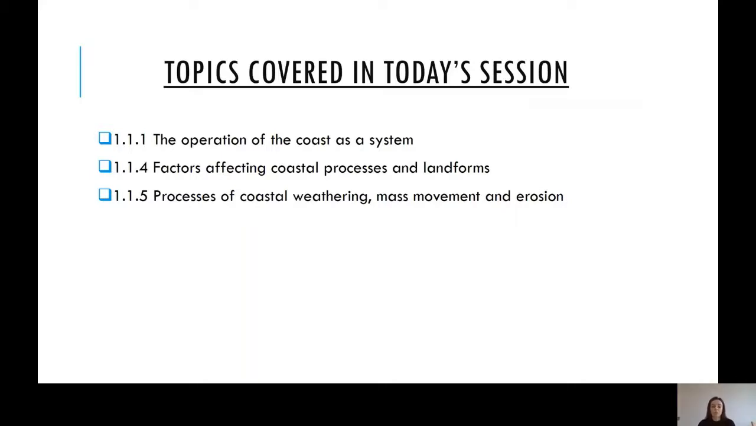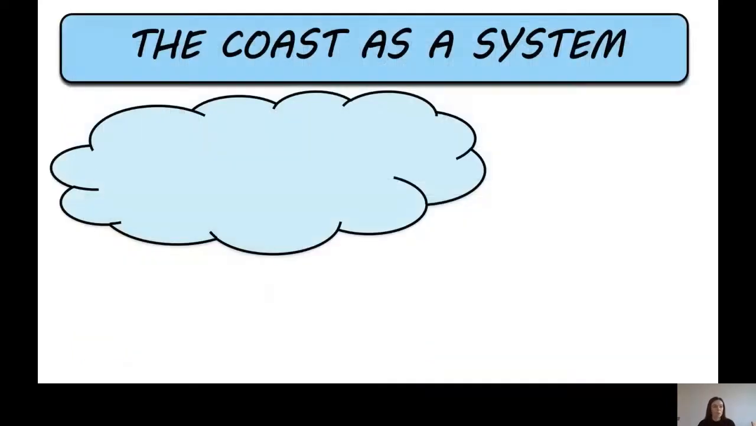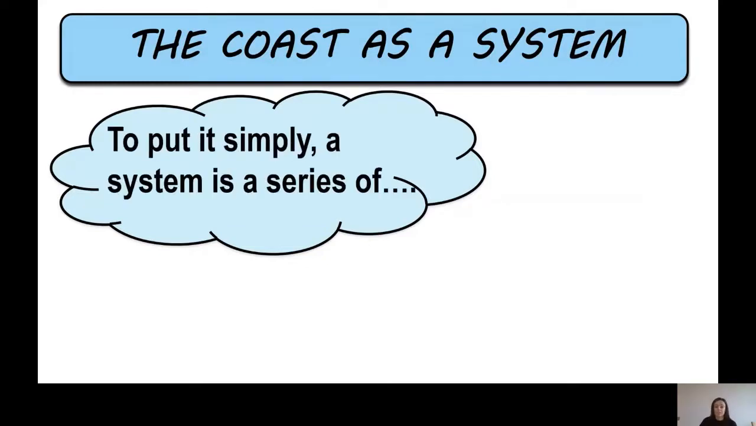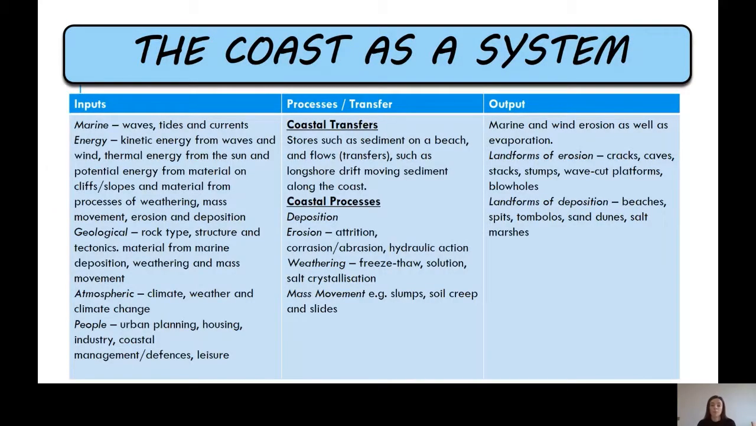So first up is looking at 1.1.1, the operation of the coast as a system. So what is a system? Well, to put it simply, the coastal system is a series of inputs, processes and outputs. The coastal system is the transfer of energy and materials through inputs, processes and outputs.